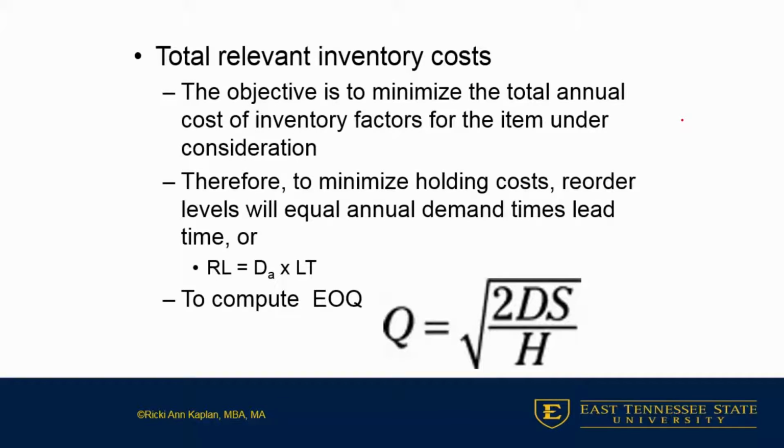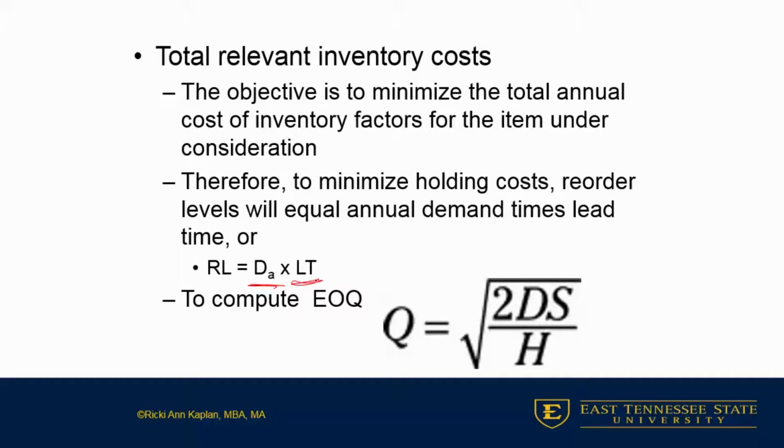So we have our total relevant inventory costs. The objective is to minimize the total annual cost of inventory factors for the item under consideration. We want them to be as low as possible. We want to minimize our holding costs, our reorder levels. In order to do that, our reorder level equals the annual demand, D sub A, times our lead time, LT, equals our reorder level, or our reorder point, ROP, whichever one you want to use.